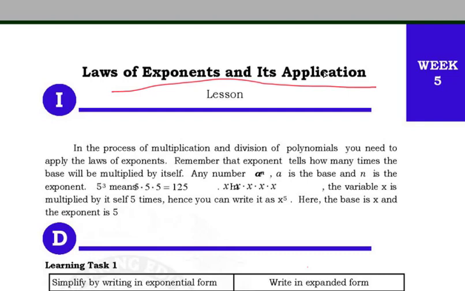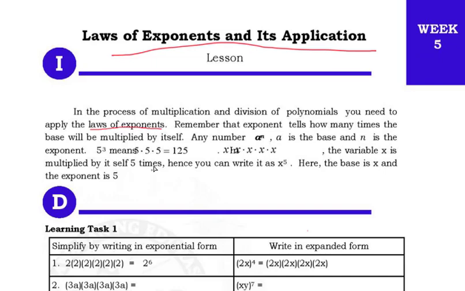Sabi dito, in the process of multiplication and division of polynomials, you need to apply the laws of exponents. So, yan ang discuss natin ngayon. And remember that exponent tells how many times the base will be multiplied by itself. So, pag sinabi natin exponent, reviewin lang natin, ito yung number na nasa itaas ng isang number or variable.